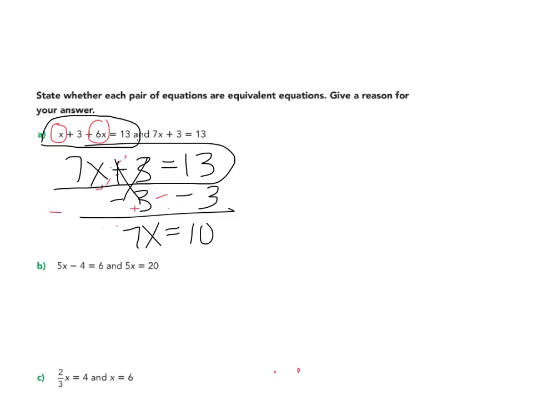Okay, and if you look, these are equal because if you get to this point, we have 7x plus 3 equals 13, and this is also 7x plus 3 equals 13. So your answer is yes, and you can use your work to justify your answer.